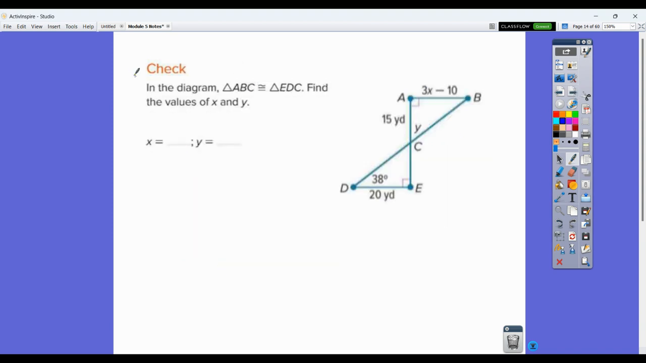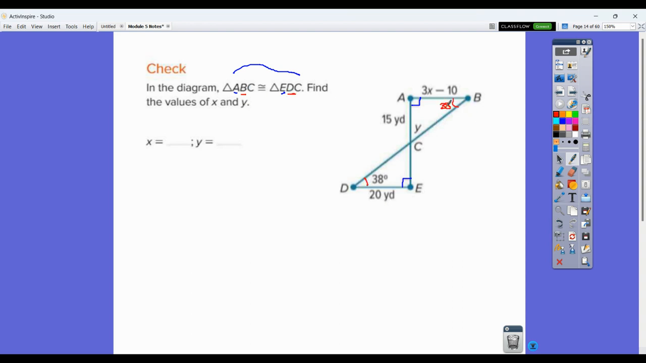Other thing that we do here in this diagram, it says triangle ABC is congruent to triangle EDC. So if we know these triangles are congruent, then we know all their pieces are congruent. So here I know angle A and angle E match up since they're both the first ones. So angle A is a 90-degree angle, angle E is a 90-degree angle. I know that angle B and angle D match up. So I know that angle B and D are going to be congruent to each other.